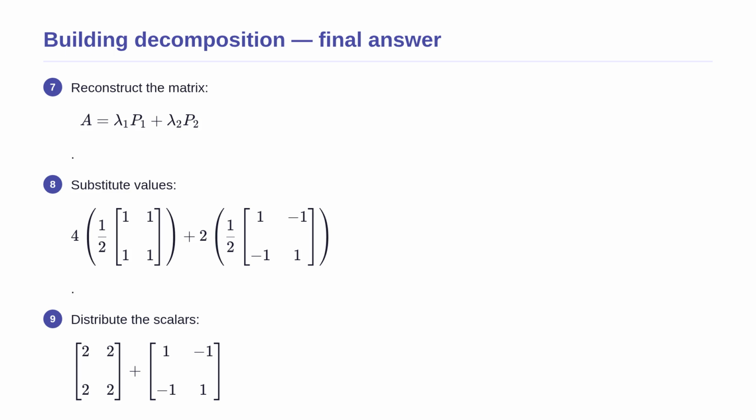We substitute our eigenvalues 4 and 2 and our projection matrices into the formula. We distribute the numbers into the matrices. 4 times half is 2 and 2 times half is 1. Finally, by adding the corresponding entries of these two matrices together, we get exactly our original matrix A. This physically proves that the complex transformation is nothing more than a combination of two perpendicular projections, scaled by their eigenvalues. We have successfully broken down the matrix.